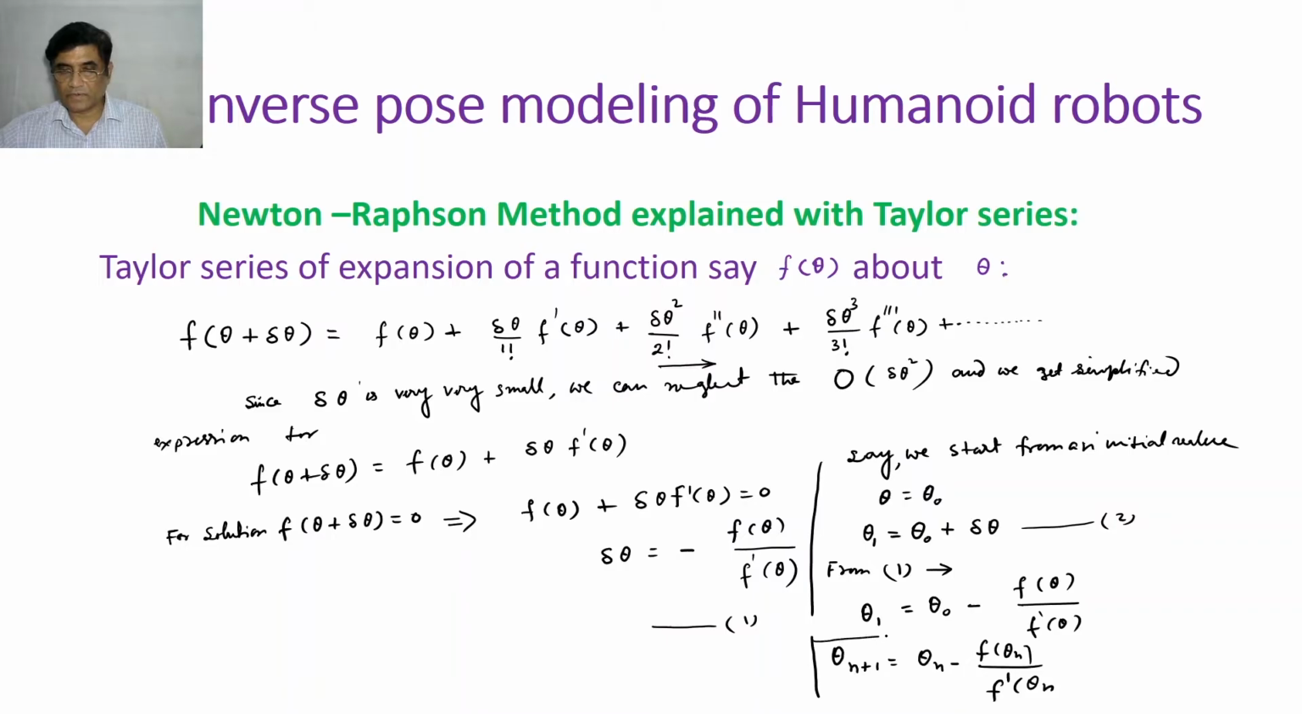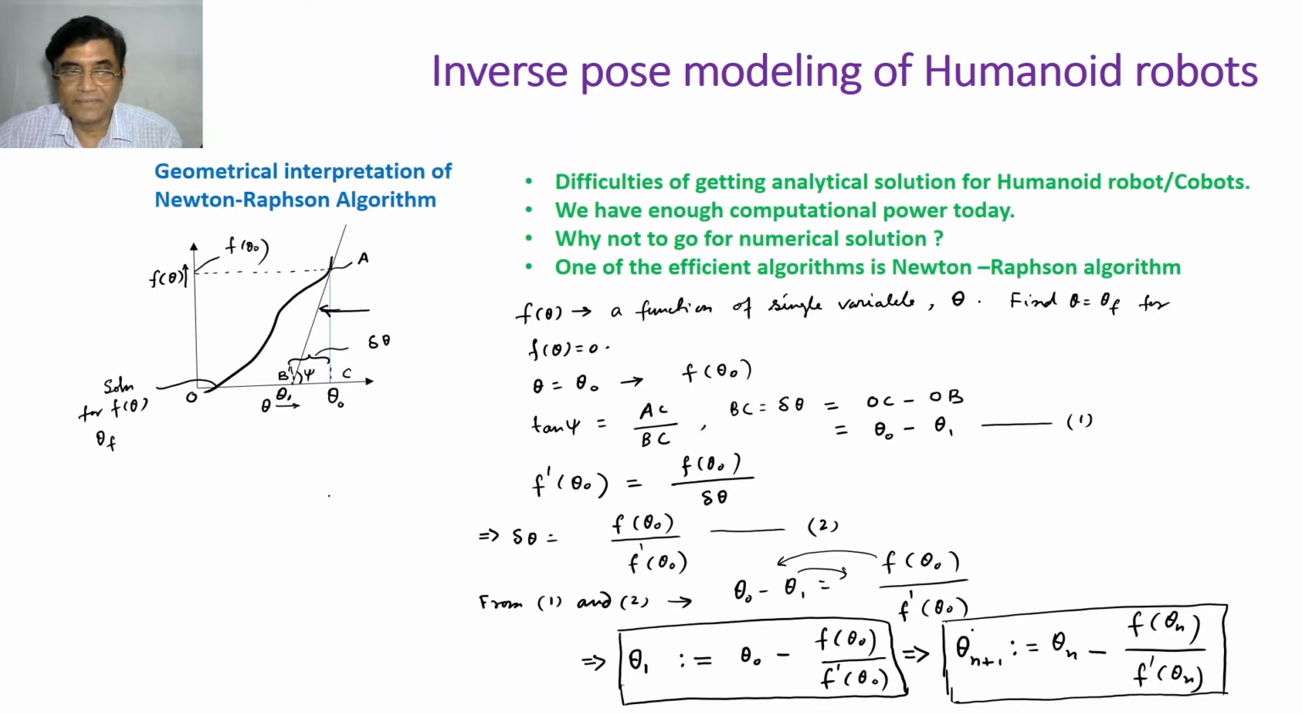So this is my Newton-Raphson method algorithm, which I got from the Taylor series expansion of a function. And in the neighborhood of theta n, when I am searching for a solution, I can always use this algorithm and get my work done. Okay. So this is very simple, isn't it? This is from Taylor series expansion. From here also, from geometric interpretation, you have got the Newton-Raphson algorithm.